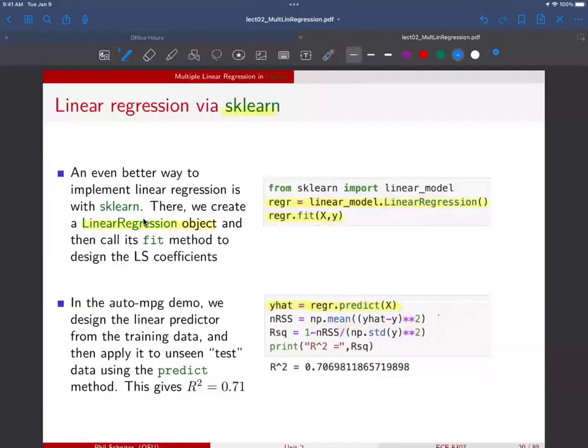Doing that gives us RSS over n, which I am calling normalized RSS here. And then to get r squared, remember it's 1 minus normalized RSS, but then also divided by sy squared. So this is the standard deviation squared as a variance. And so this is going to be my r squared. And so for this auto mile per gallon demo that we've been working with, the r squared ends up being about 0.71. So now we have an interpretation of how well least squares is actually working on this data set.